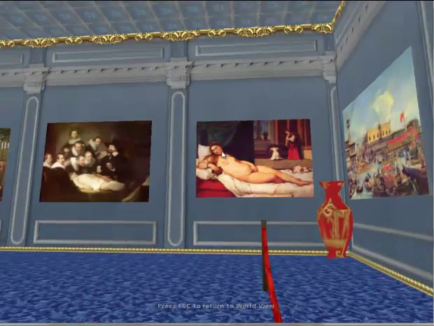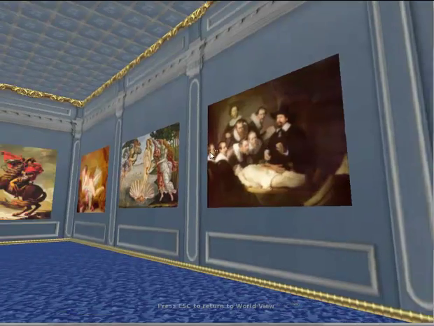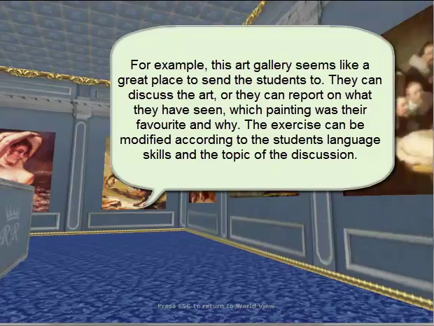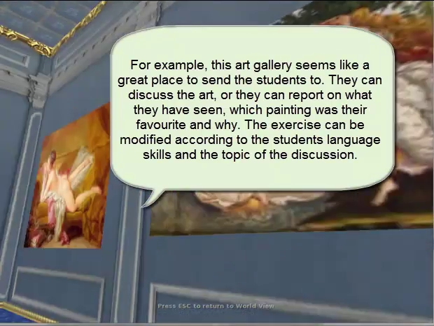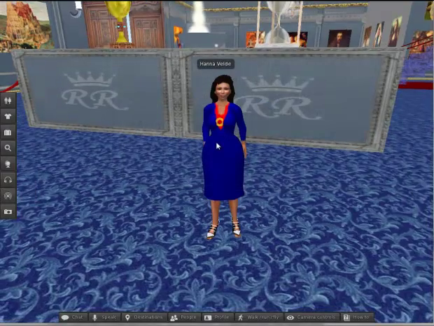Art galleries are good places to visit and can be used for purposes on the course. For example, this art gallery seems like a great place to send the students to. They can discuss the art or they can report on what they have seen, which painting is their favorite, and so on.